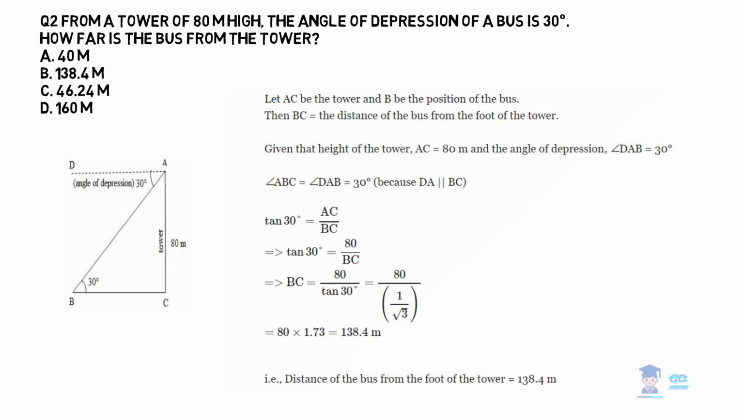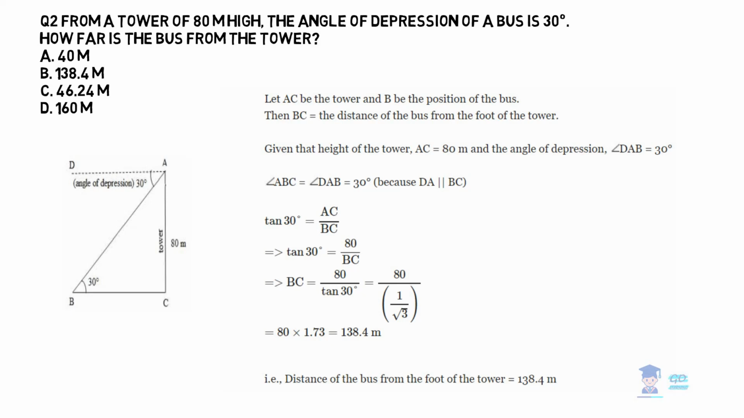80 meters. So what is being asked is the distance between the bus and the tower. We want the adjacent side, we have the opposite, so go for tan. Tan 30 is equal to opposite by adjacent, AC by BC. Tan 30 is equal to 80 by BC. Take BC that side and bring tan 30 this side. BC is equal to 80 by tan 30.